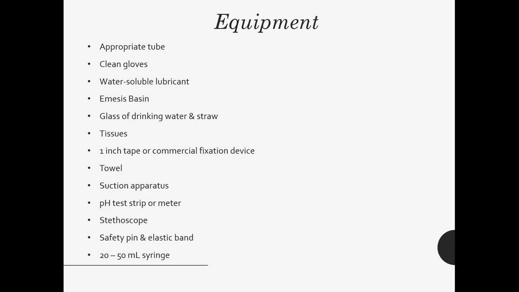A pH test strip or meter, if this is available at your facility. We'll talk about why we need that. Stethoscope. A safety pin and elastic band. This is just to help secure it. And then a 20 to 50 mL syringe. I'll say at St. Bernard's, they're called piston syringes, and they're usually 60 mL. And that's probably what they have at NEA as well.